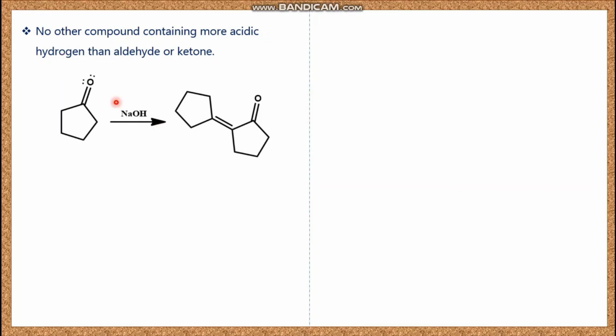What does this condition mean? If we are using methyl nitrate, this compound contains more acidic hydrogen than our initial compound. In that case, the product will not be a condensed product, it is a substituted product that we get. That is the second condition for cross aldol condensation.